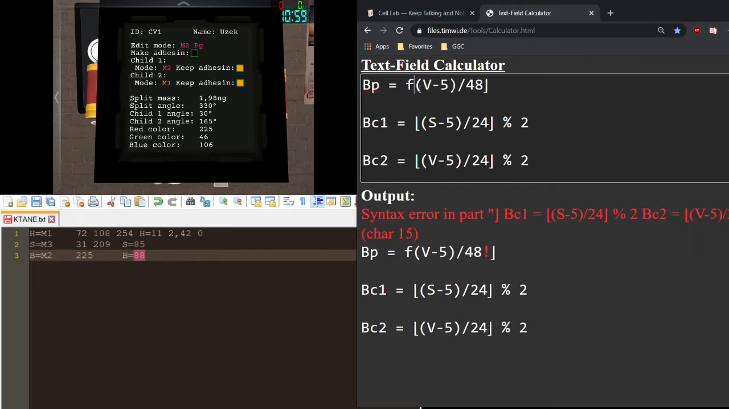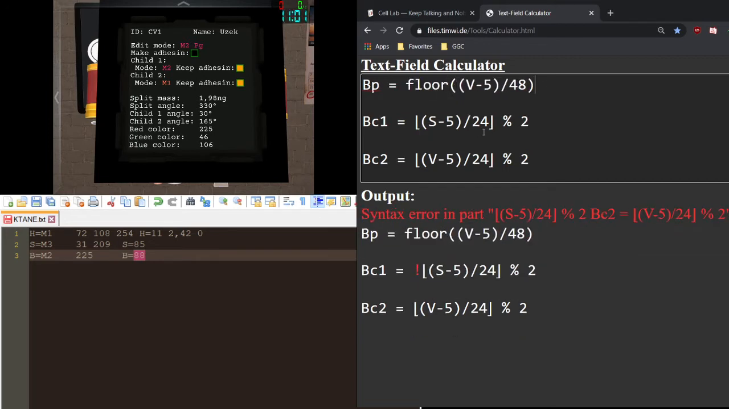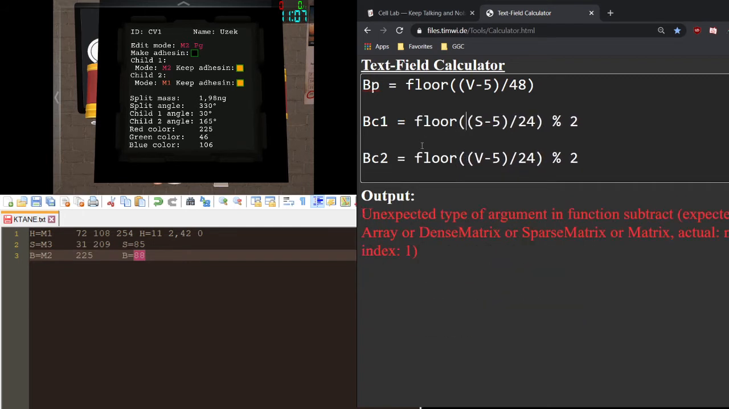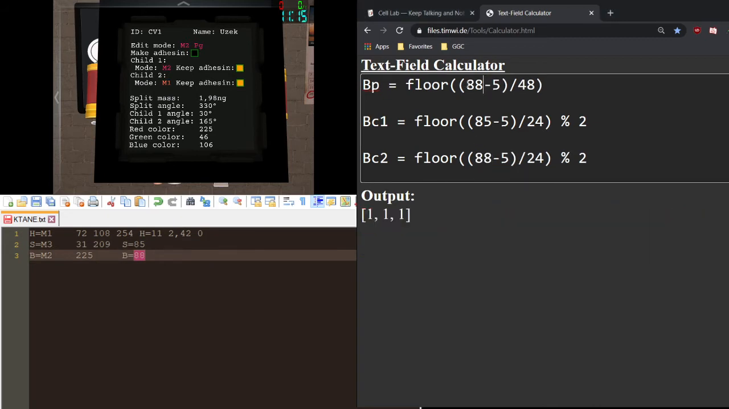There are a lot of floors here, so let me just go ahead and replace them with things the text field recognizes. And now we plug in our values. S corresponds to this. V corresponds to these. Now, what do these mean? The first number corresponds to the top box, the middle number corresponds to the middle box, and the right number corresponds to the bottom box.